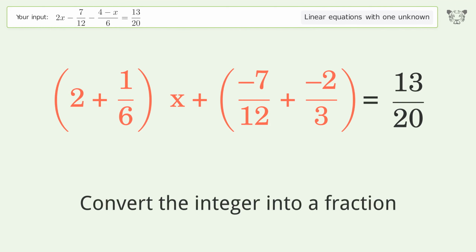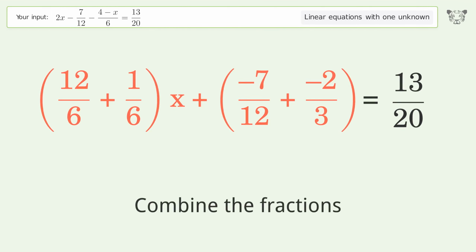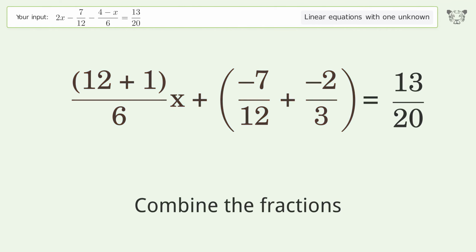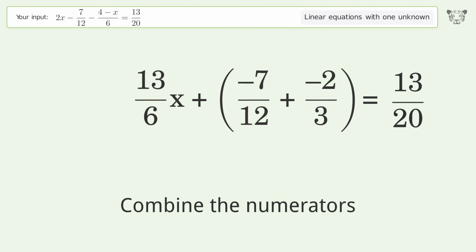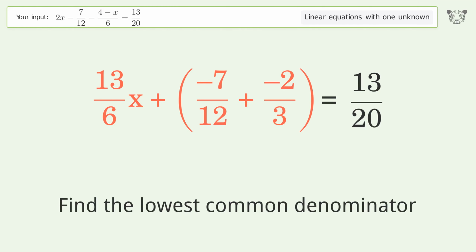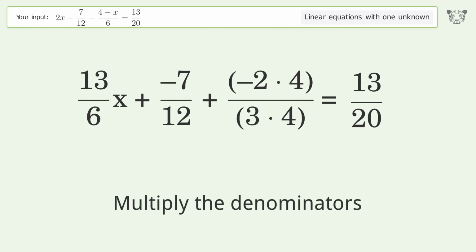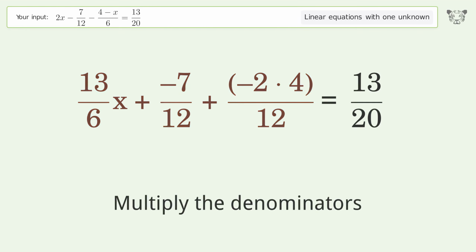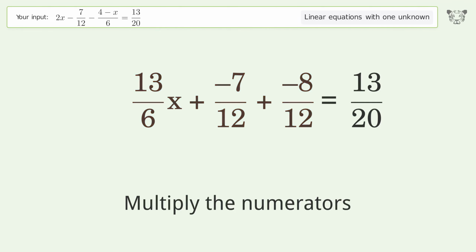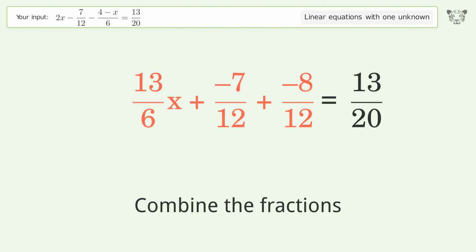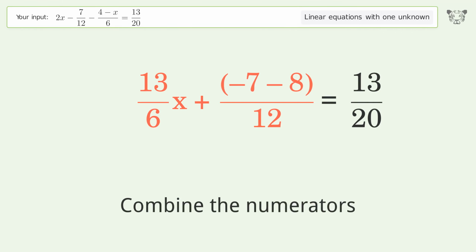Convert the integer into a fraction. Combine the fractions. Combine the numerators. Find the lowest common denominator. Multiply the denominators. Multiply the numerators. Combine the fractions. Combine the numerators.